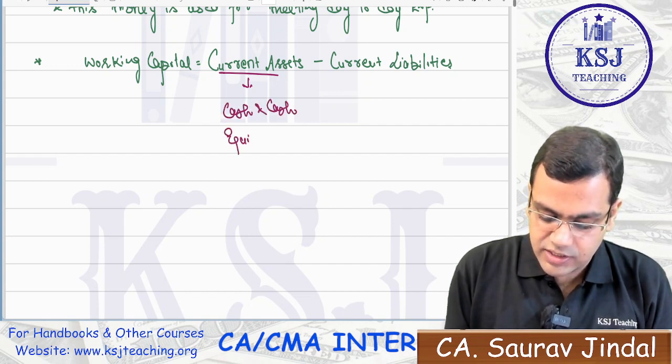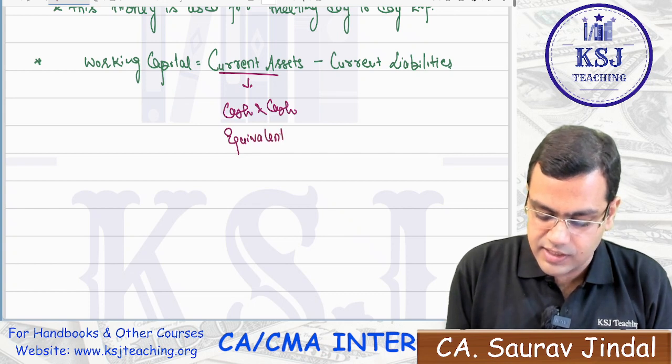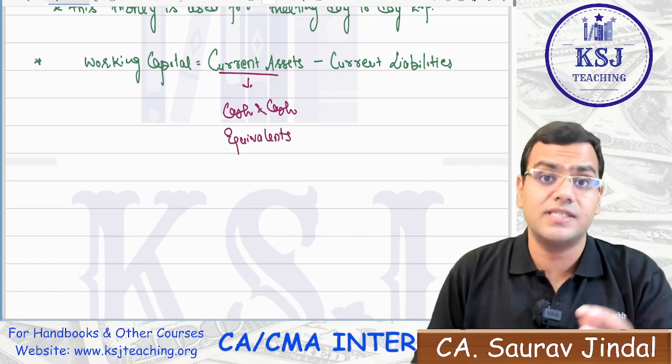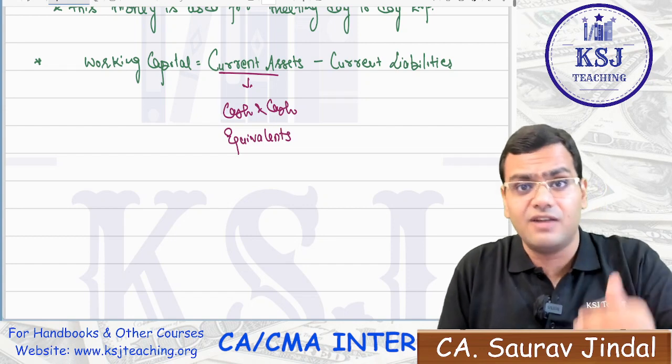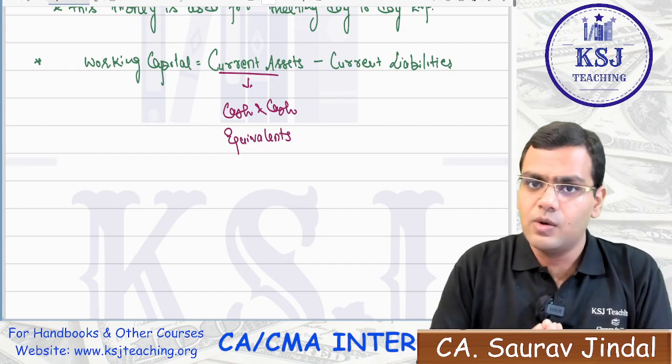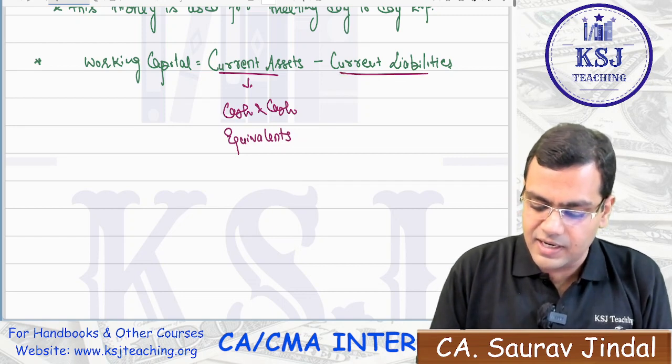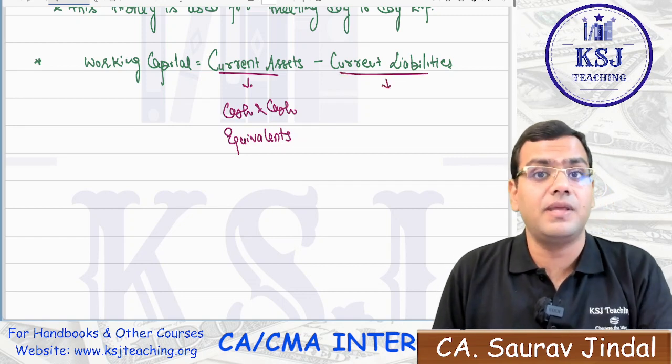Cash and cash equivalents. You all know what is included in the current assets. Debtors are there, inventory is there. Any item, what is a cash equivalent? Cash equivalent means any item which can be converted into cash within a period of less than 1 year. And current liability is any payment to be done within a period of 1 year.